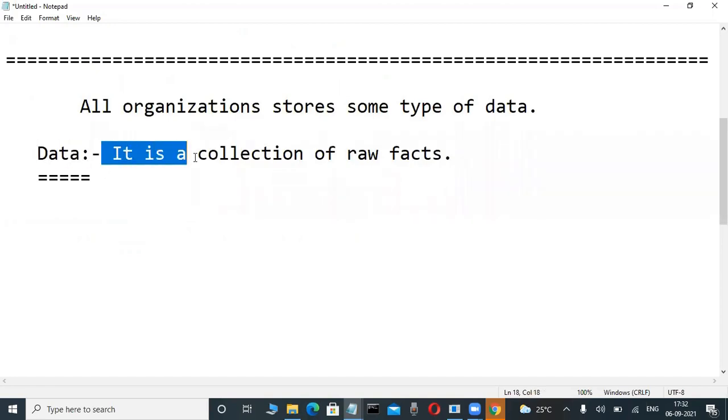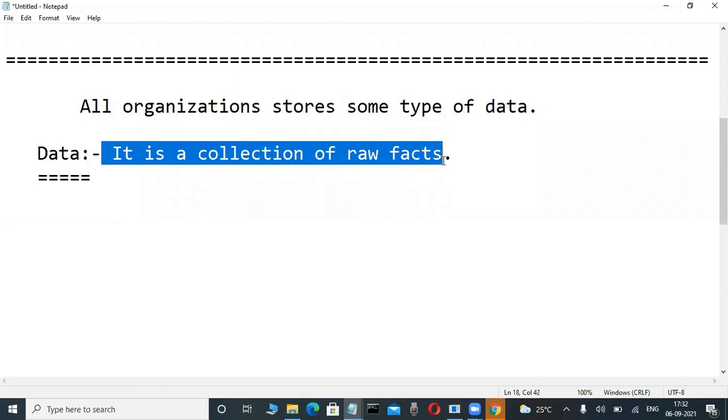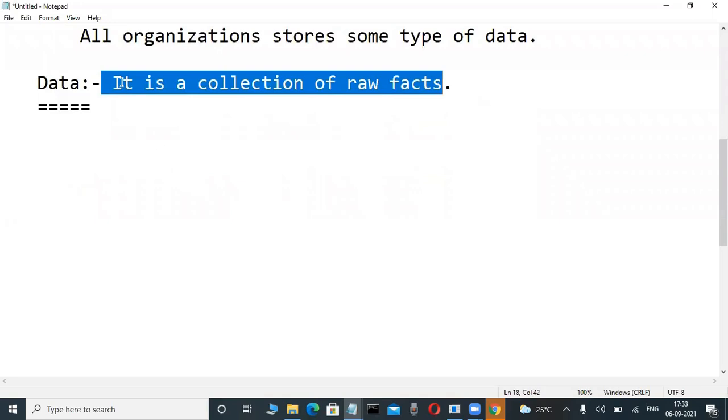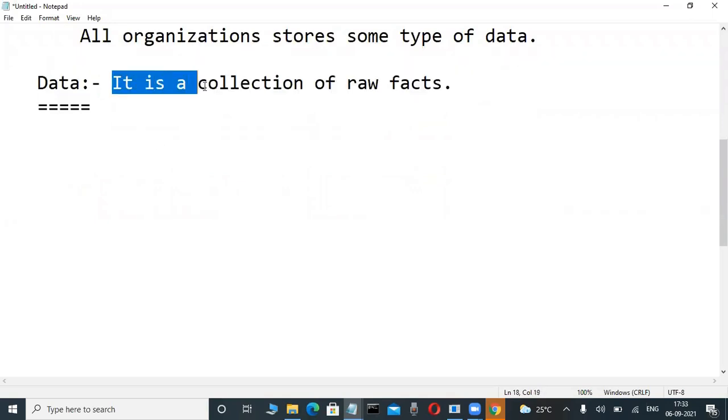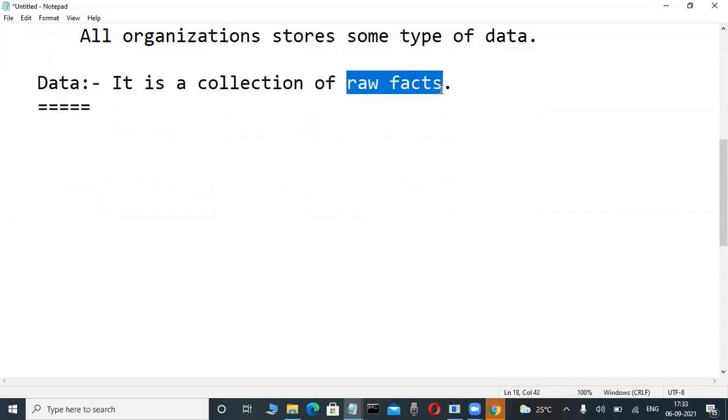Data. Write it. It is a collection of raw facts. And now check it out. Slowly observe it here. Everyone is reading what this definition means. It is a collection of... They're understandable. But what are these raw facts? They're confusing. Raw facts means nothing is there.